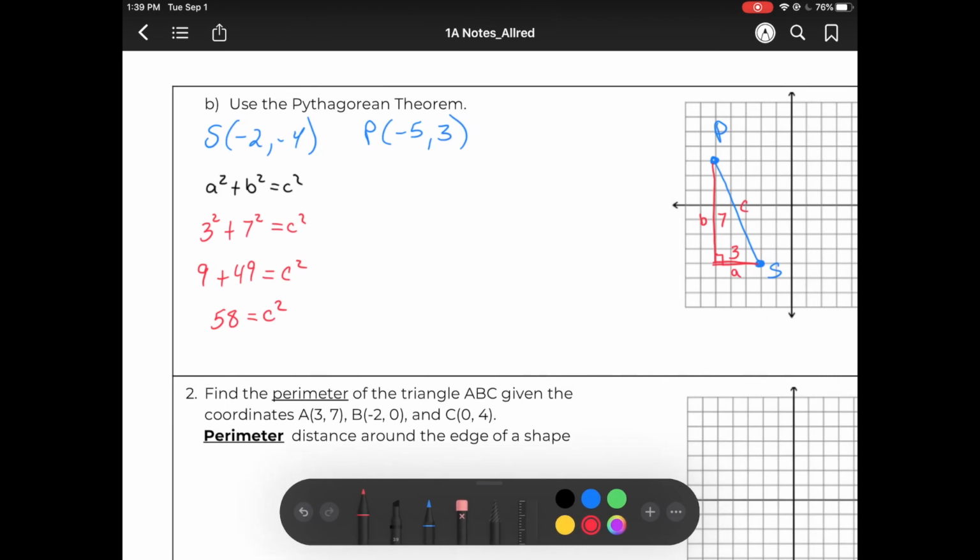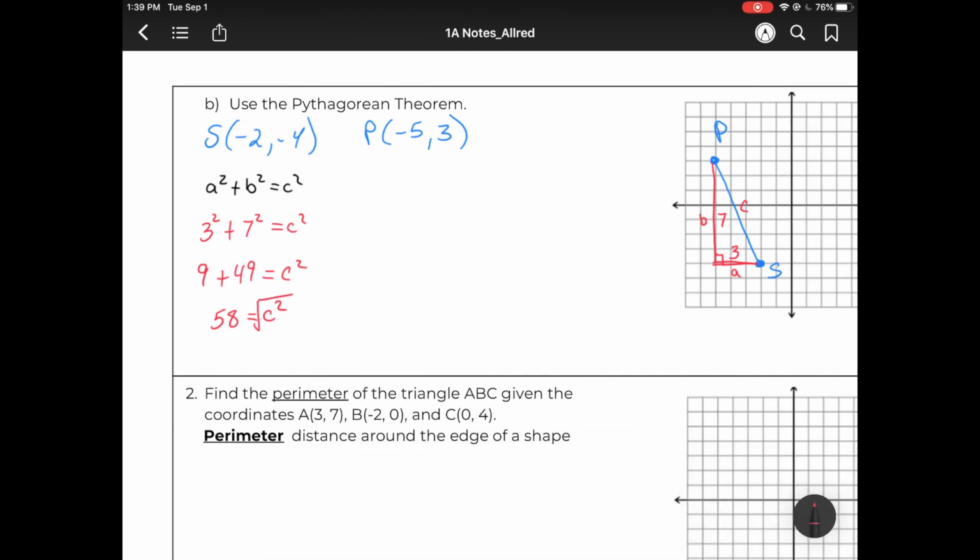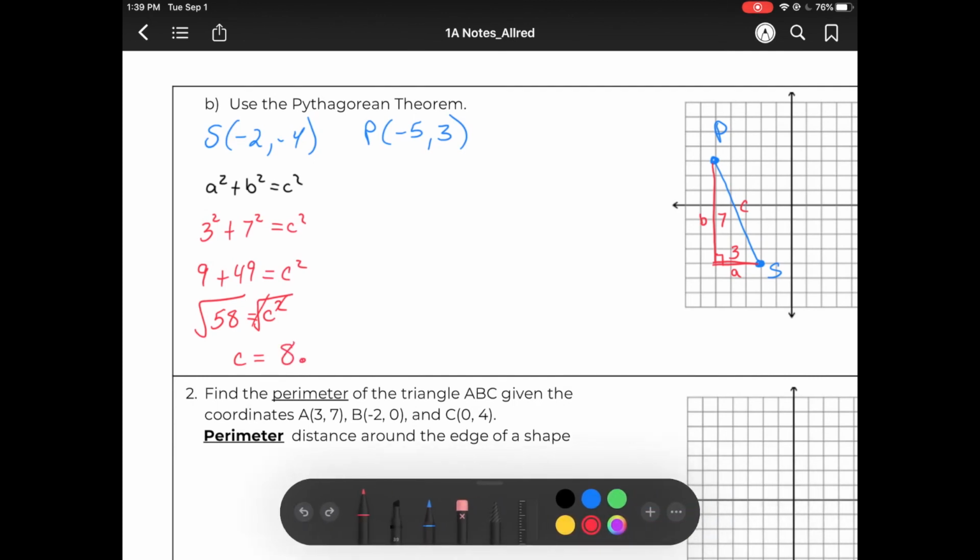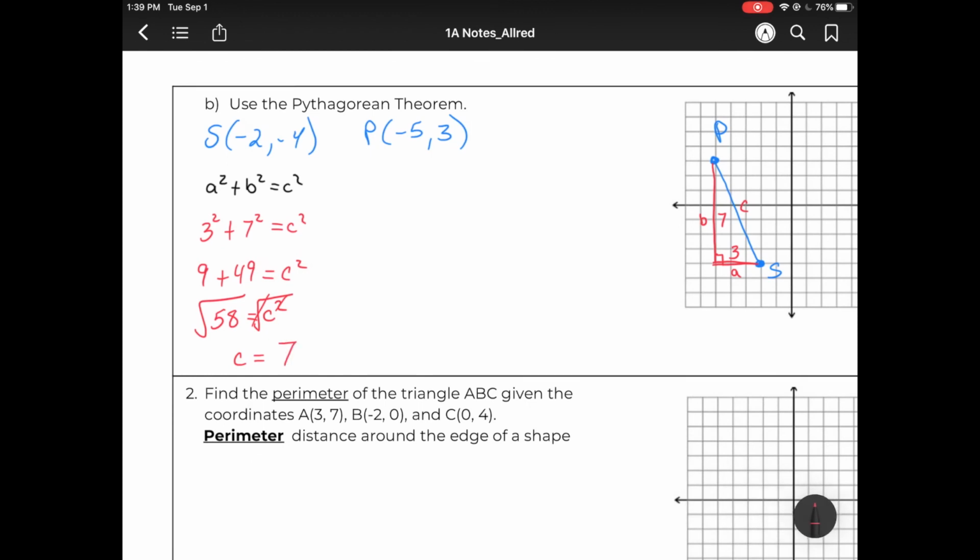Well, to get C by itself, remember, we take the square root of both sides to cancel out the squared. That means C, or the length from the school to the park, is still the square root of 58, which is about 7.6. Okay? So we can apply that to other problems as well.